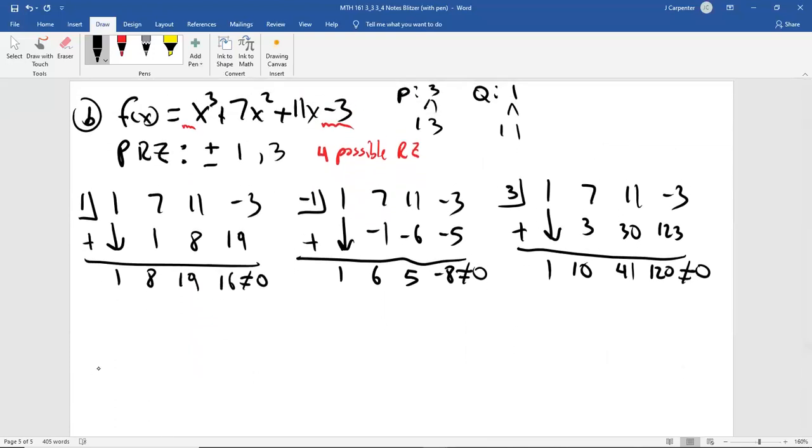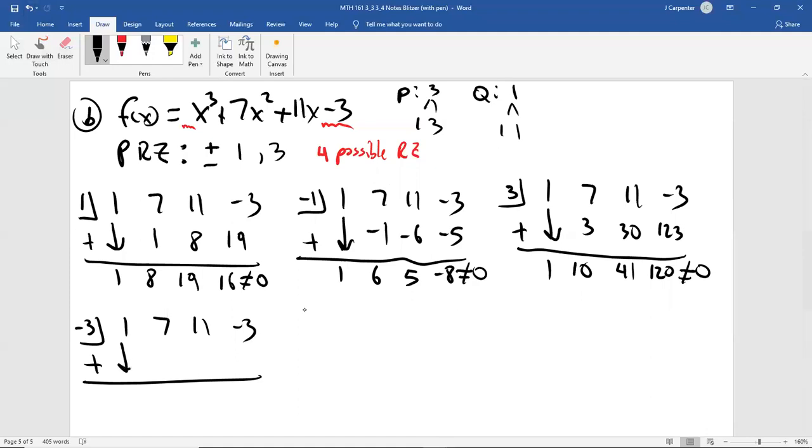All right. So we had 4 possible zeros. 3 of them are in the trash. Cross your fingers and buckle up. Let me write that a little lower so it's not so squished. Negative 3. 1, 7, 11, negative 3. Line, plus sign.